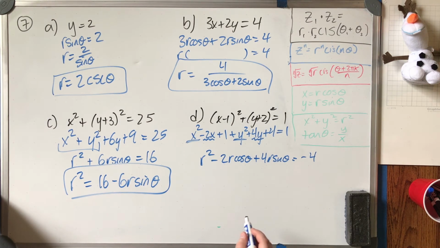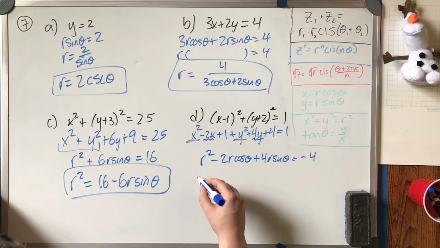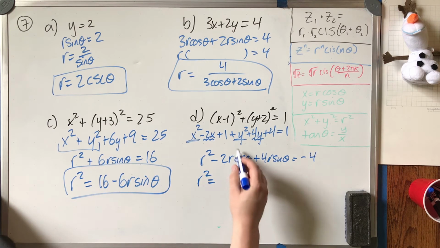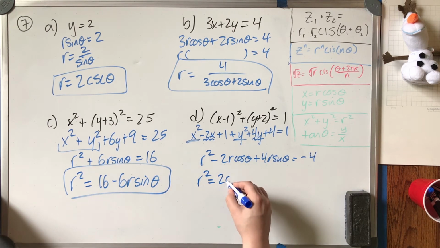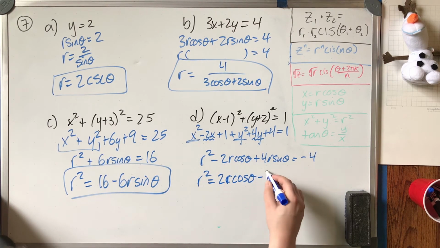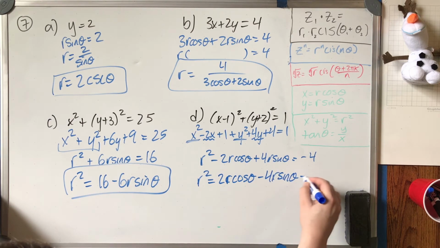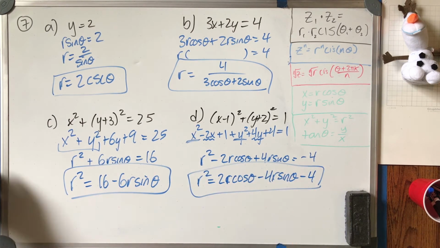So again, we're not going to be able to get a perfect situation here, so we'll just solve this one for r squared, I think, by adding these to the other side. So I'll have 2r cosine theta minus 4r sine theta minus 4. And that's, I think, the best we're going to get with that one.